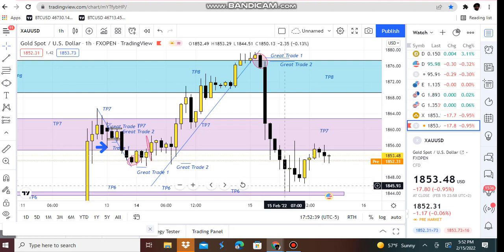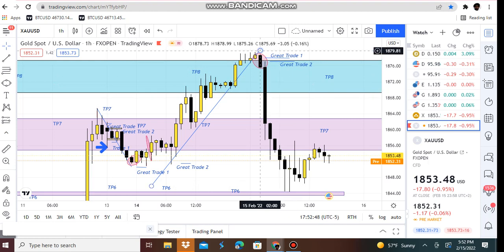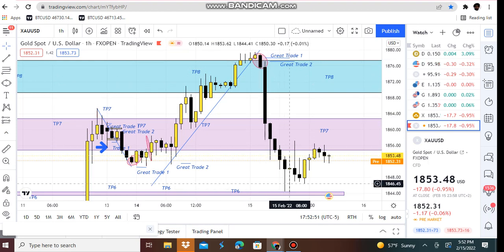So there are different sessions. Buyers lost momentum near the high. Once price got to this high, buyers lost momentum, and sellers came in, gained control and gained momentum, and pushed price back down to take profit 6. Extremely important to understand this for all your psychology. Once price got to take profit 8, buyers lost confidence and sellers were able to gain confidence and push price lower all the way down to take profit 6, from take profit 8 to take profit 6.